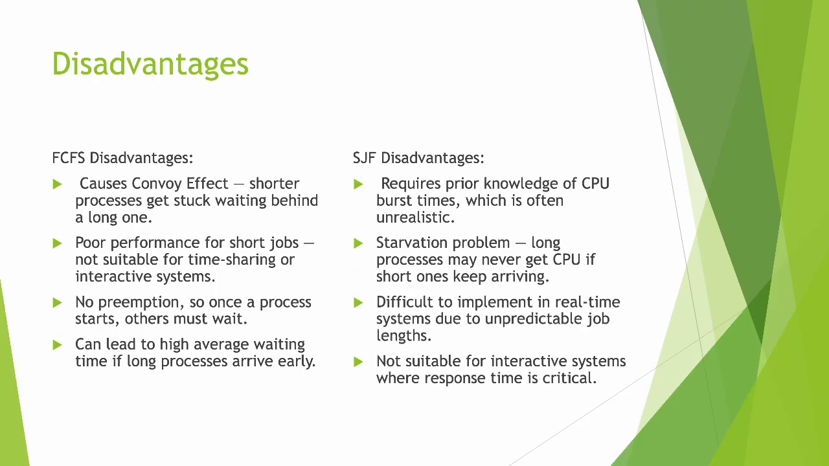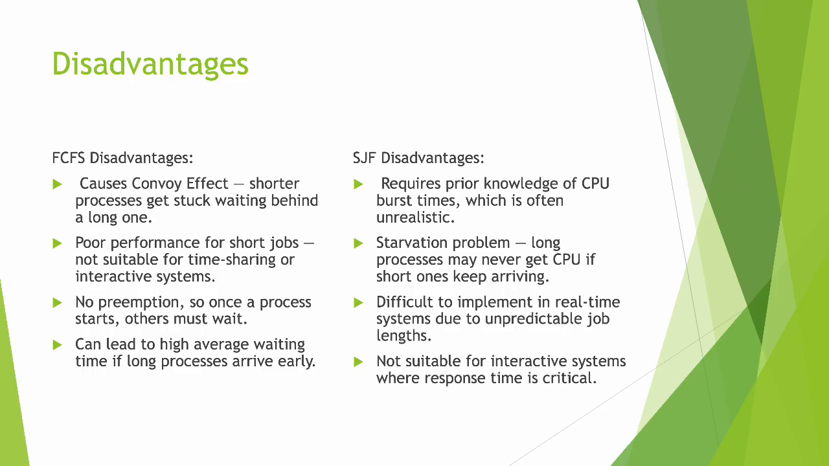Now let's take a more detailed look at the disadvantages of each algorithm. For FCFS, the most significant issue is the convoy effect, where shorter processes get stuck waiting for a long one to finish. This leads to poor performance for short jobs, making it unsuitable for time sharing or interactive systems. Since there is no preemption, once a process starts, all the other processes must wait. This can result in a high average waiting time, particularly if long processes arrive early in the queue.